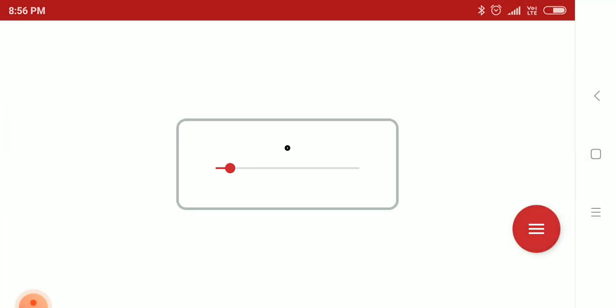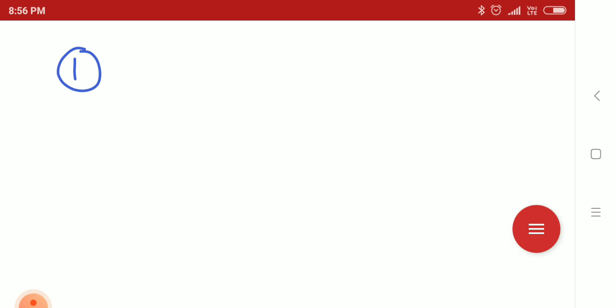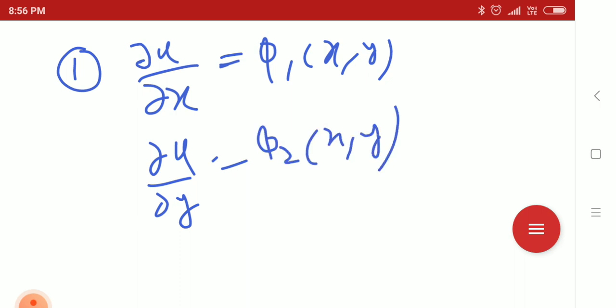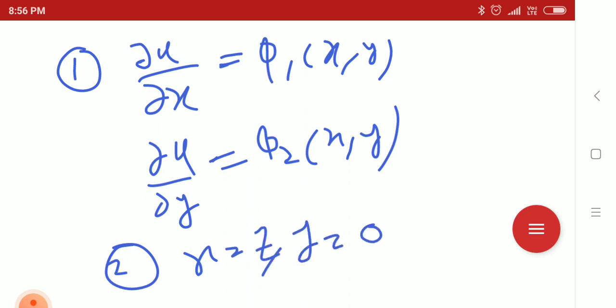The conclusion is: first, if u is given, that means the real part of the function is given, you have to do del u by del x and assume it is phi 1 of x comma y, and do del u by del y, which is phi 2 of x comma y. Second, put x equals z, y equals 0. Third, put those functions in the integration term that we have discussed in the video.